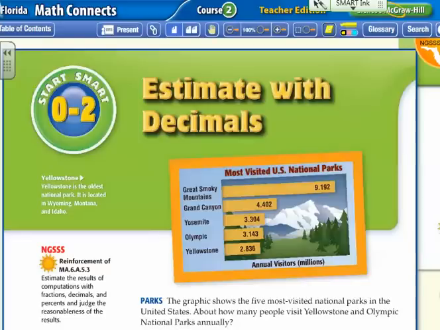The first way we're going to look at estimating is this right here. Get this to roll down. Seems like we're kind of locked in here. It doesn't want to scroll.